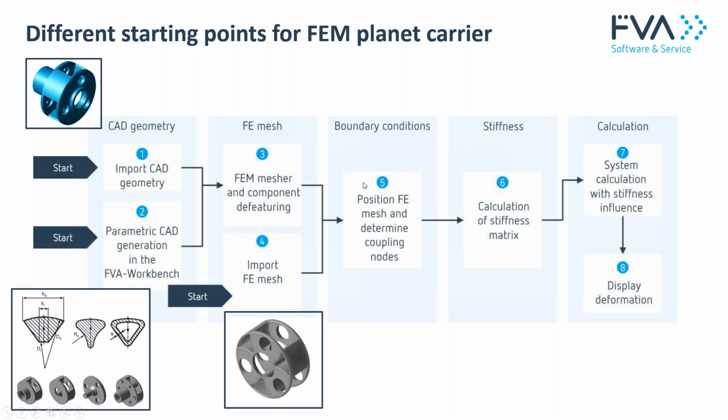Then the next step is to apply the boundary conditions. So first do the positioning and then determine the coupling nodes. This is something I will show later on too. Then the reduced stiffness matrix and reduced load vectors are computed and stored in the model. This is essential because then in the following steps, the calculations are done. You can vary your parameters, but the reduced stiffness matrix will always be the same.